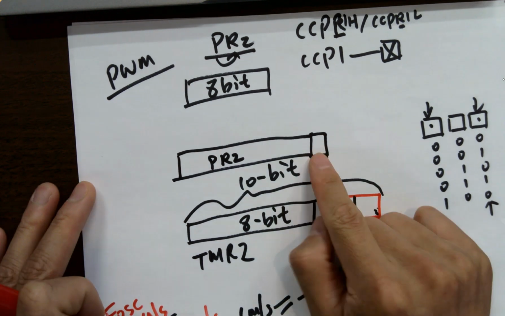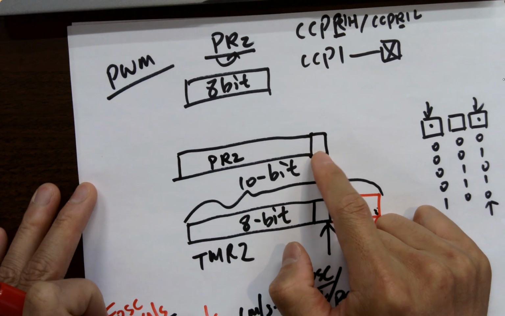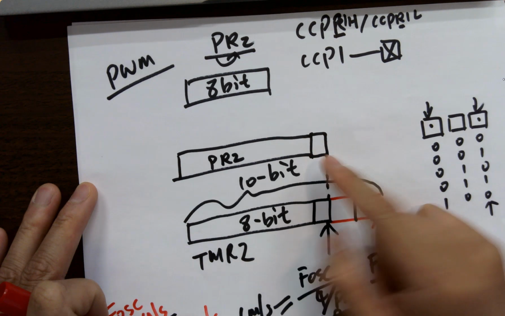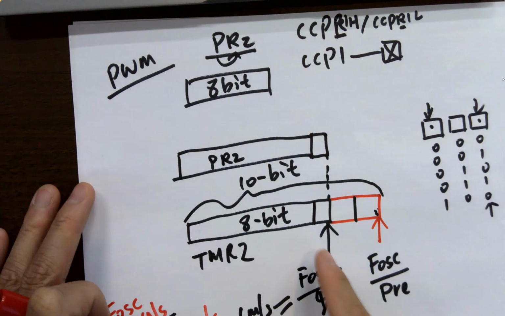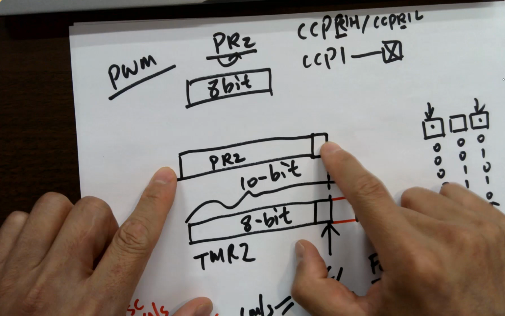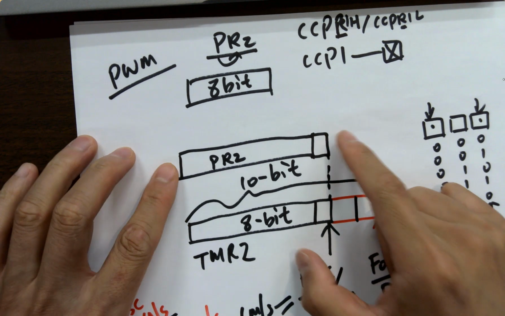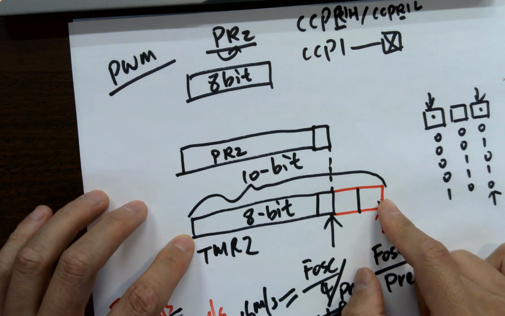Am I toggling this LSB? Am I toggling it? Can I toggle it? It's a static register. It's a constant. I write a constant to it. I'm not toggling it, right? Which is being toggled? The timer. The timer's numbers are being toggled.